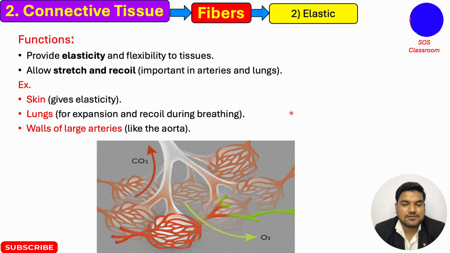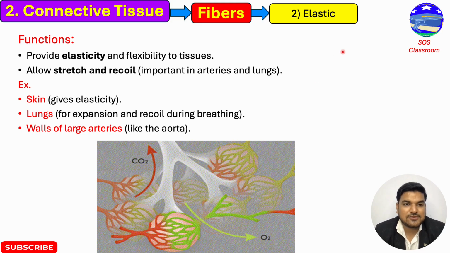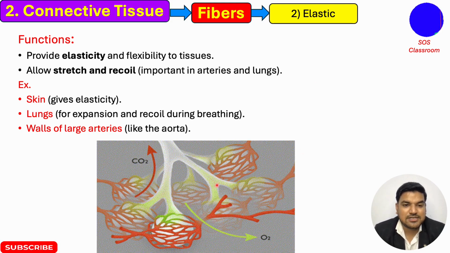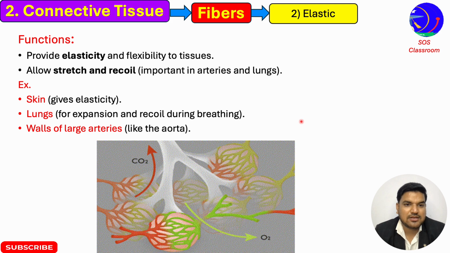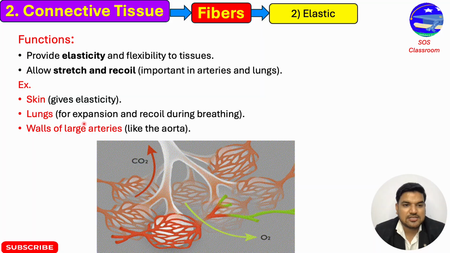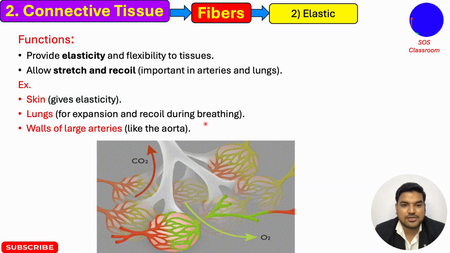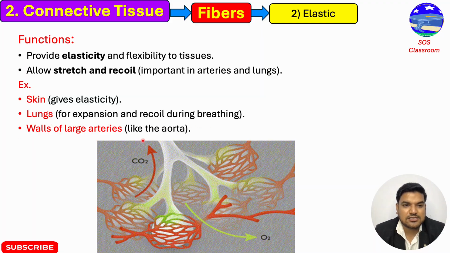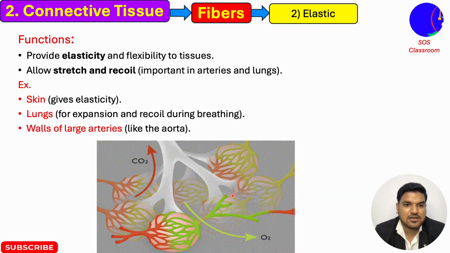What is the function of the elastic fibers? So elastic fibers are mainly present in the lungs for stretch and recoil of the alveoli, and in arteries. For example, in the skin they give elasticity, in the lungs for the expansion and recoil during breathing, and in the walls of the arteries like the aorta. So you can see in the alveoli stretching and recoiling of the alveoli.